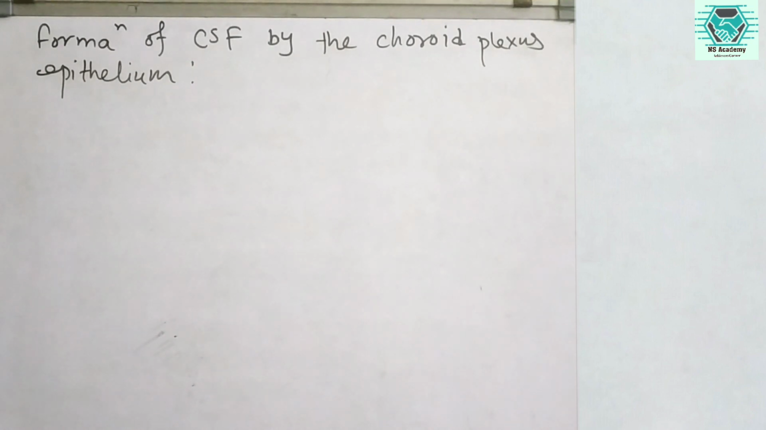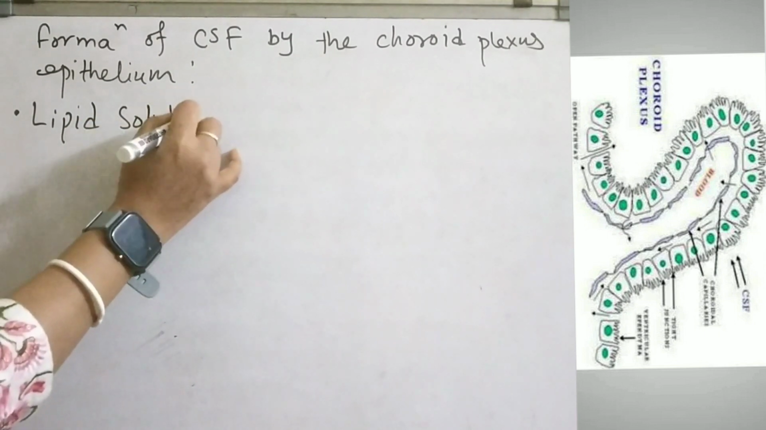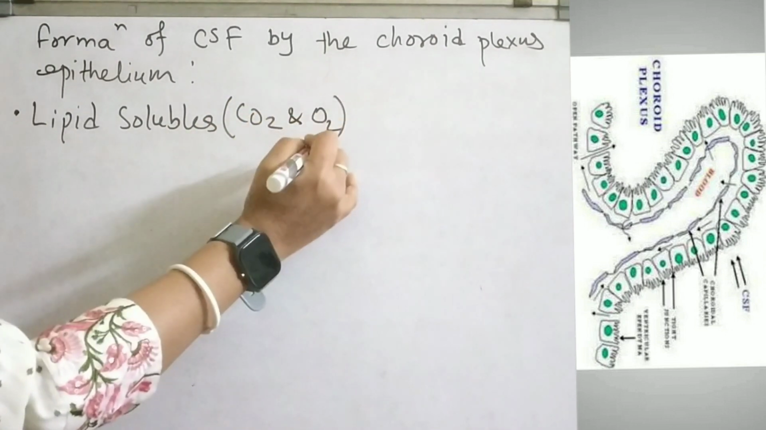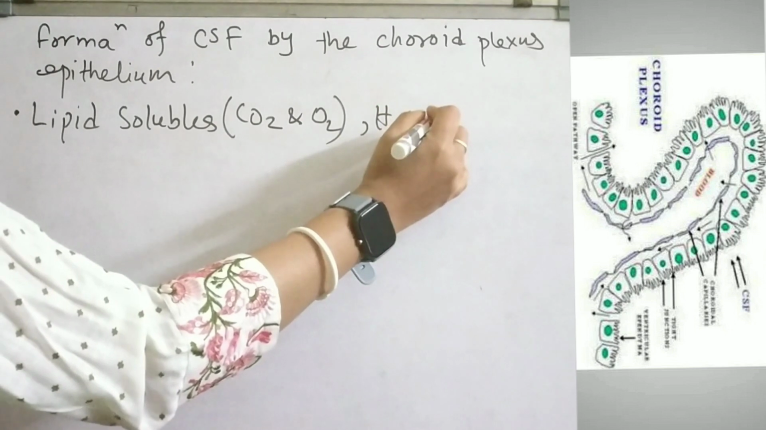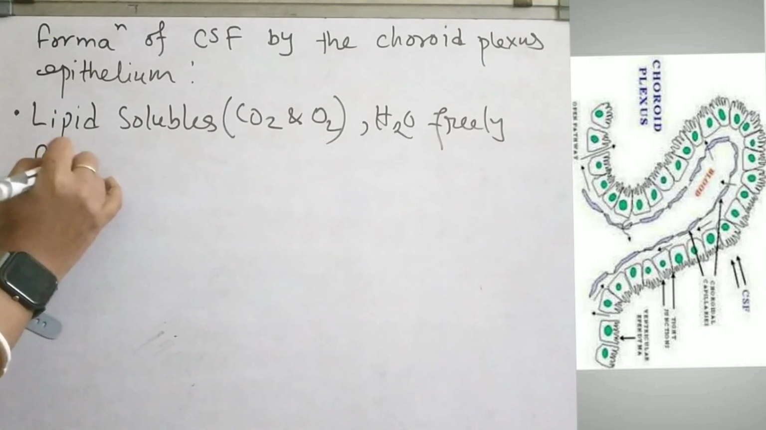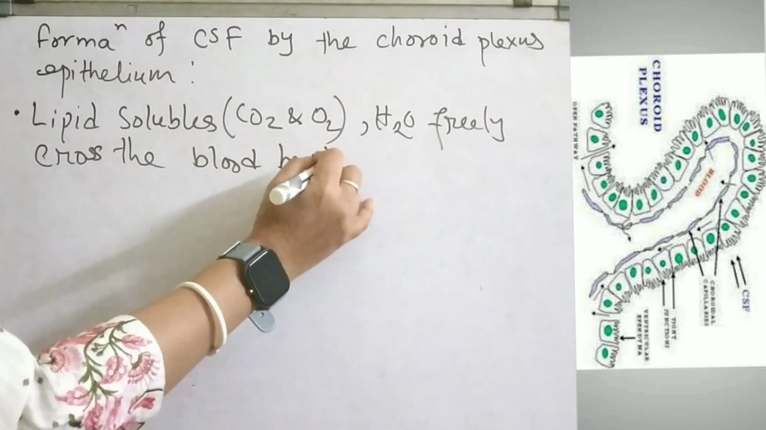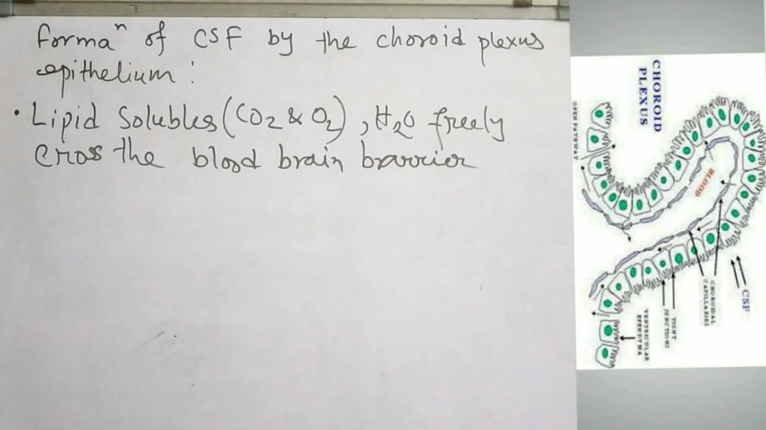Now the formation of CSF by the choroid plexus epithelium. Here the lipid soluble substances like CO2 and O2 cross the blood-brain barrier and equilibrate between blood and CSF.